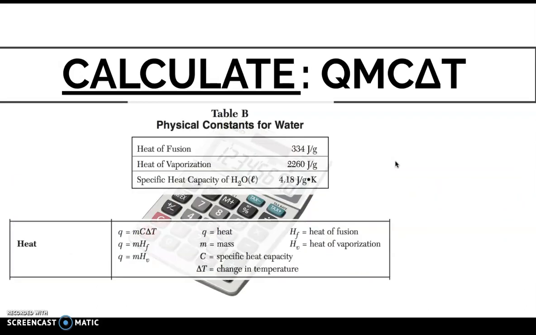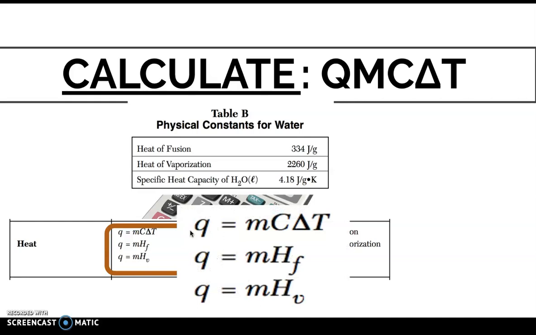So how do we calculate this? We're going to be using table B and table T in order to do so. The specific heat capacity is given to us on table B, and the formula is given to us on table T. The formula that we're going to be using to measure temperature change is going to be Q equals MC delta T.